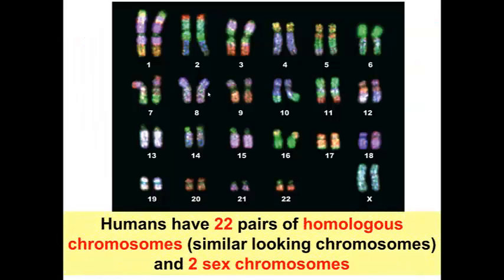Humans have 22 pairs of homologous chromosomes, so these are chromosomes that are matched. And they're similar looking, which is why they're called homologous. And 2 sex chromosomes. In this case, this person has 2 X chromosomes, making this person a female.